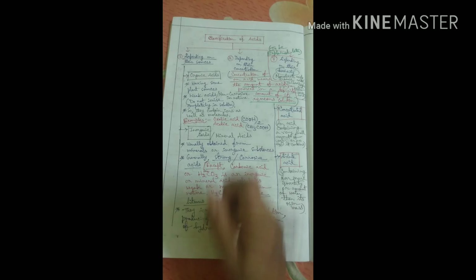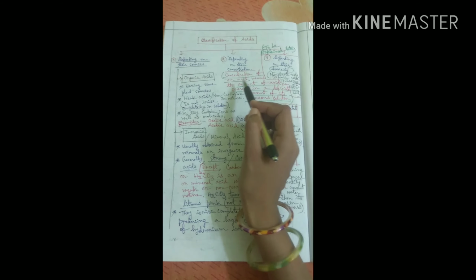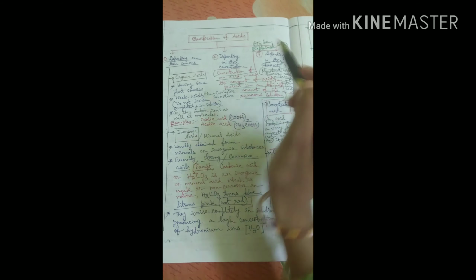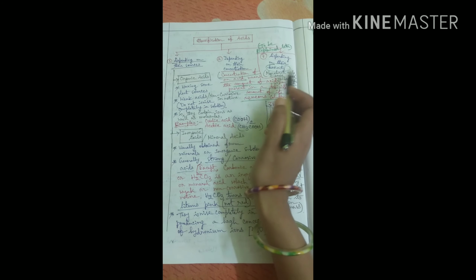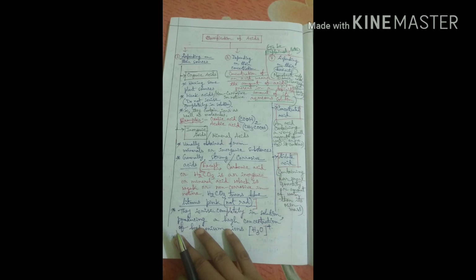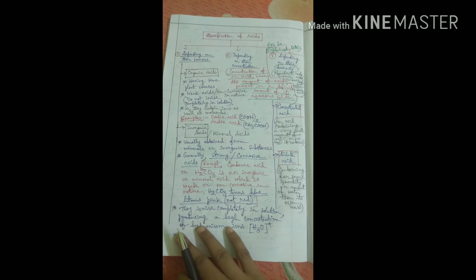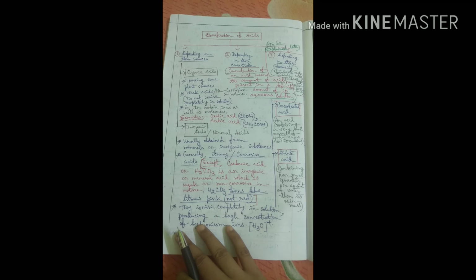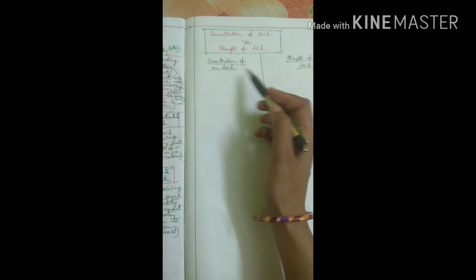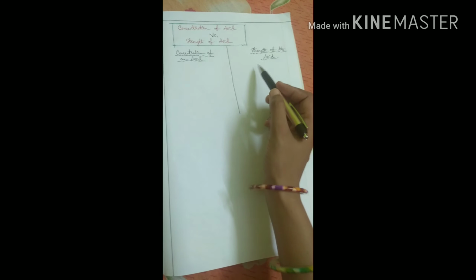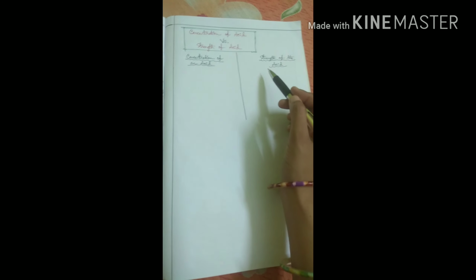In the previous lecture we discussed the classification of acids based on three different bases: depending on their sources, depending on their concentration, and depending on their basicity. The different types of acids are based on these three types. During this discussion one term was exposed, that is the concentration of an acid, and also the strength of the acid.